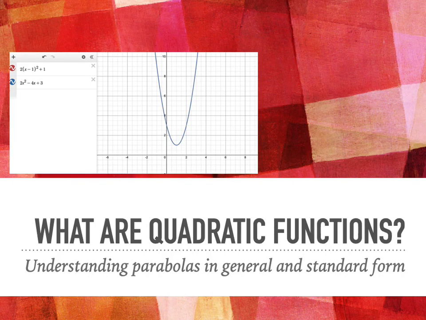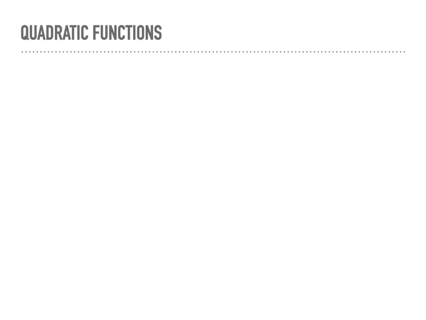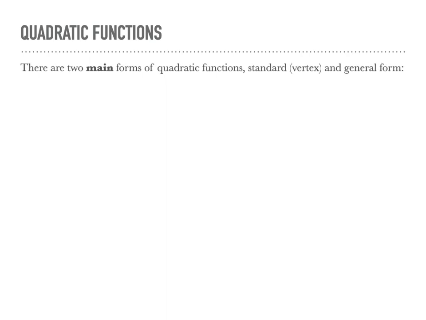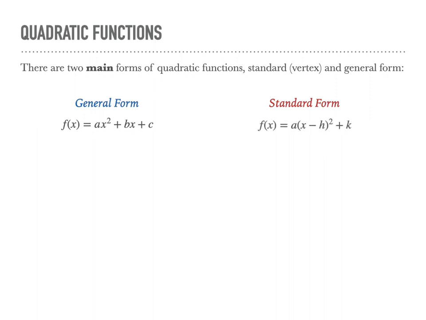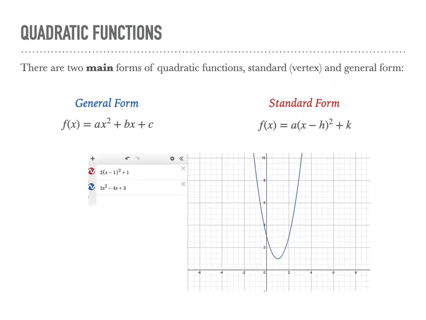Hey everybody, in today's video we're going to be discussing an introduction to quadratic functions. Now there are two main forms of quadratic functions, standard, aka vertex form, and general form, mentioned here. The general form of a quadratic function is f(x) = ax² + bx + c, and the standard or vertex form is f(x) = a(x − h)² + k. And here are the two different forms describing one parabola shown in the graph.